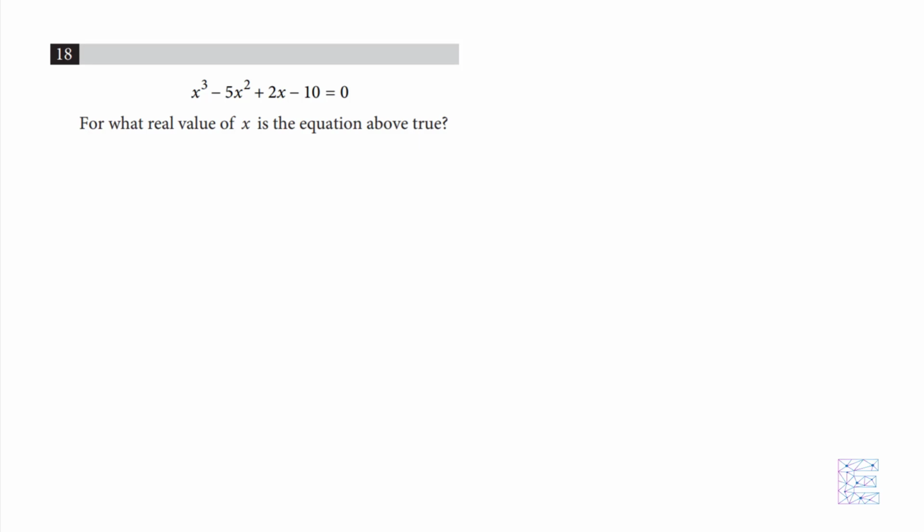For what real value of x is the equation above true? Well, the SAT likes to throw these little fancy words in there to confuse you, but remember that a real number is every number that you've ever seen.